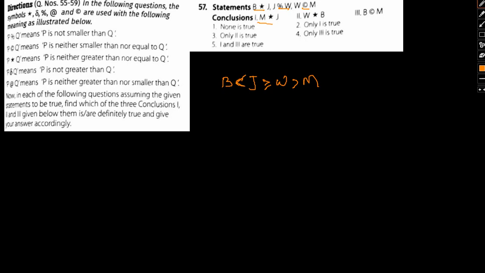Now let's go with conclusion one. One states M is less than J. Is M less than J? Yes, M is actually less than J, so conclusion one is correct. Conclusion two: W star B, so W is less than B. Can we say W is less than B? No, we cannot say. J is greater than B and J is again greater than W, but no relation can be established between W and B, so option 2 is wrong.